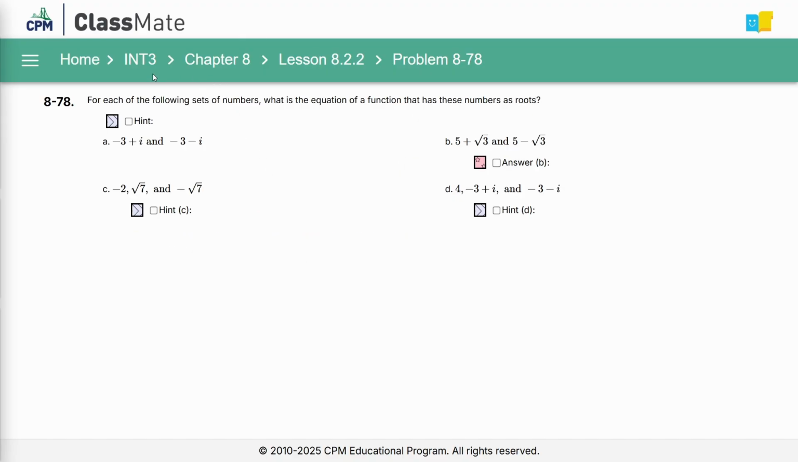Moving on here to the next question, we have question 8-78. For each of the following sets of numbers, what is the equation of a function that has these numbers as roots? A, here we have -3 plus i and -3 minus i.